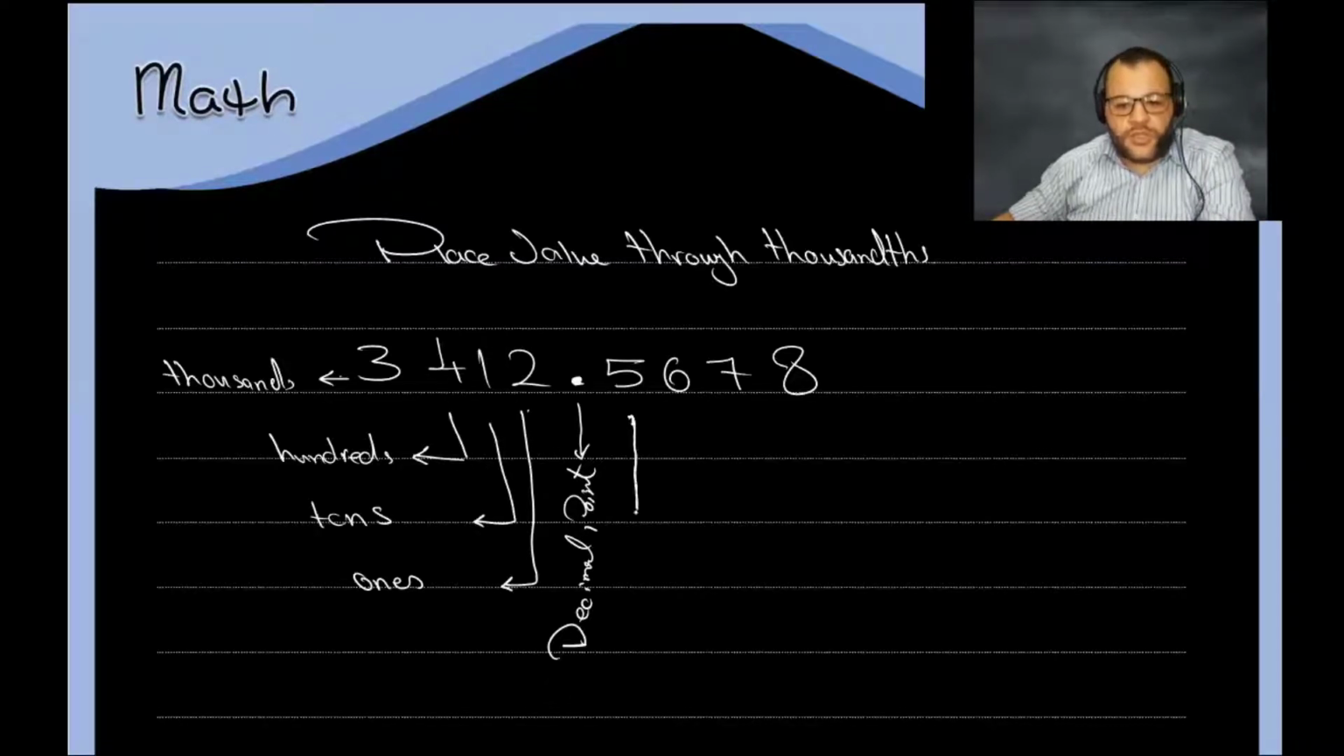If you look at it starting here from the right, the first number at the right of the decimal is called tenth.